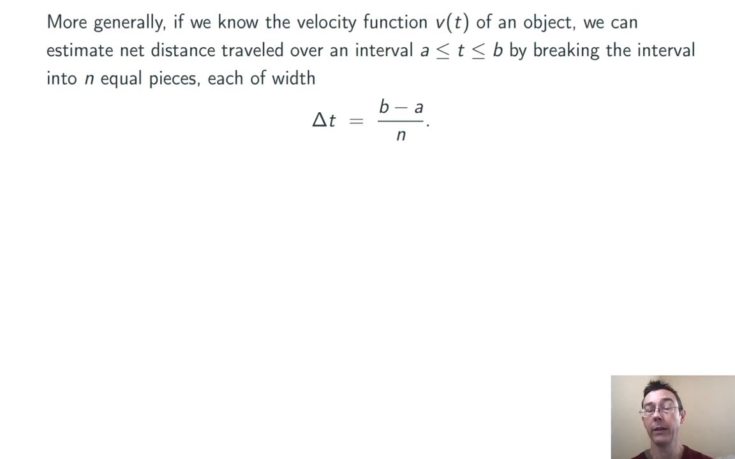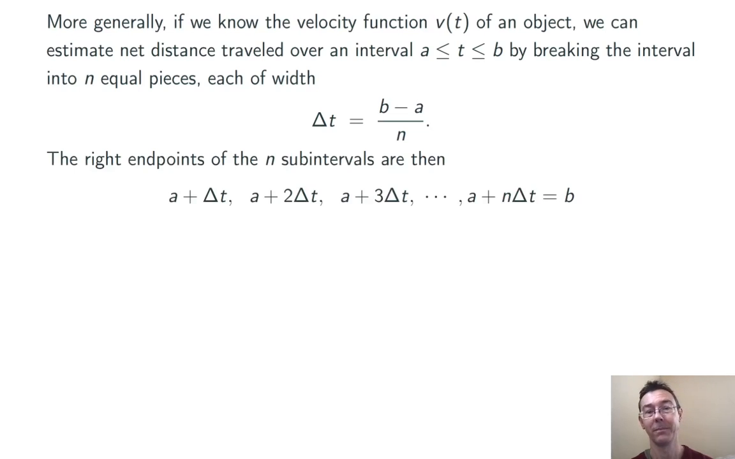Okay, let's generalize this procedure. Suppose we know the velocity function v of t of an object. We can estimate the net distance traveled over an interval a less than or equal to t less than or equal to b by breaking up that interval into n equal pieces. If we do that, the width of every piece is going to be b minus a over n, the total time elapsed over the number of pieces we're splitting it into. We're going to want to estimate the velocity over each of those intervals using the right-hand endpoint of each subinterval.